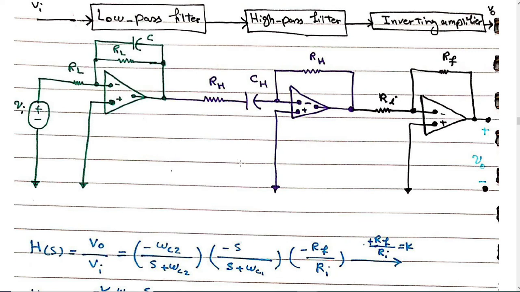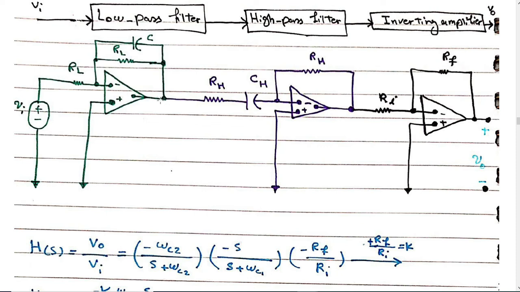R2 minus R2 over R1, because both of them are equal, RL over RL, we just have minus, and omega C2 over S plus omega C2. Why omega C2? Because we want this low pass filter to give us the higher cutoff frequency. And what is the higher cutoff frequency? Omega C2. So this is for this output.